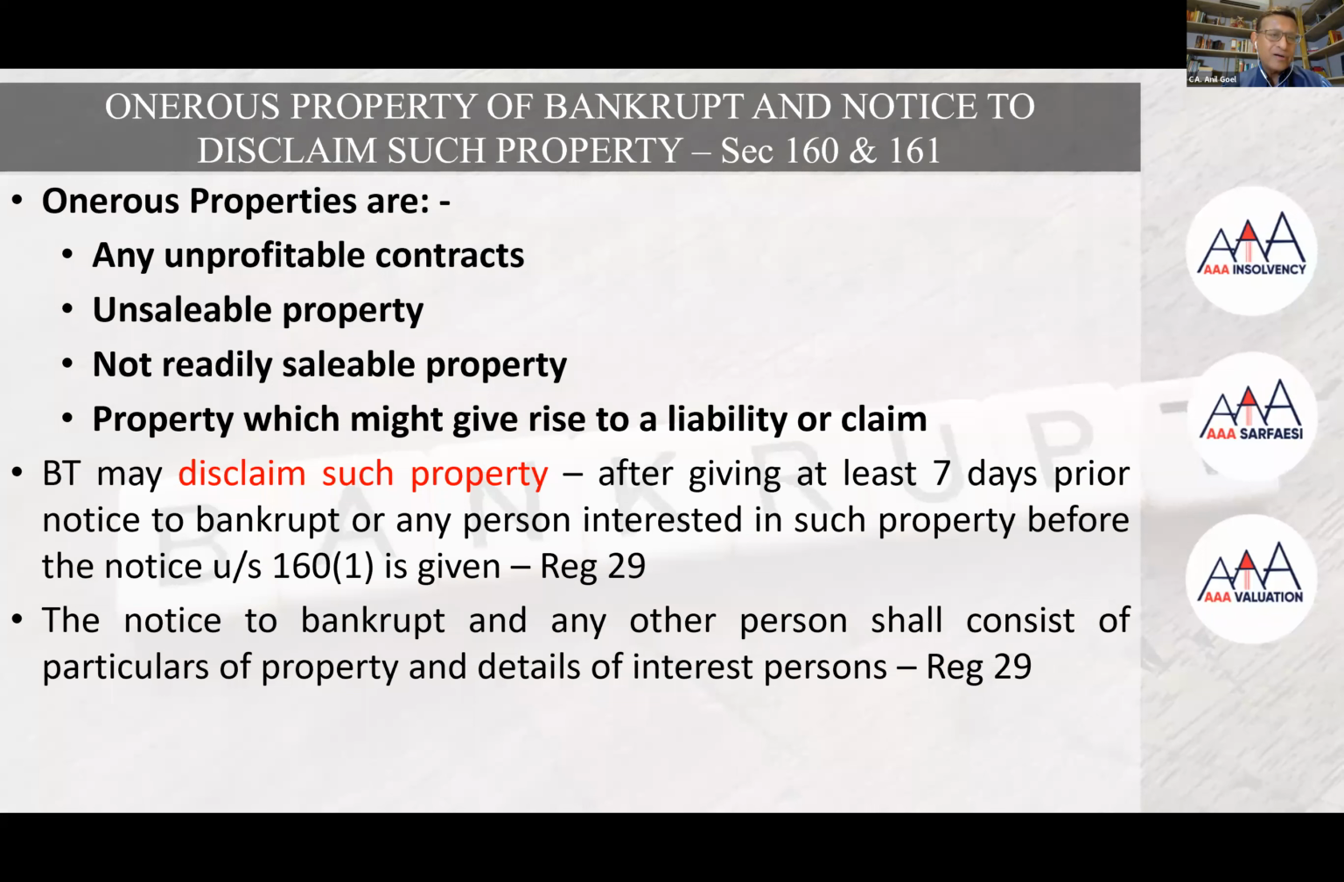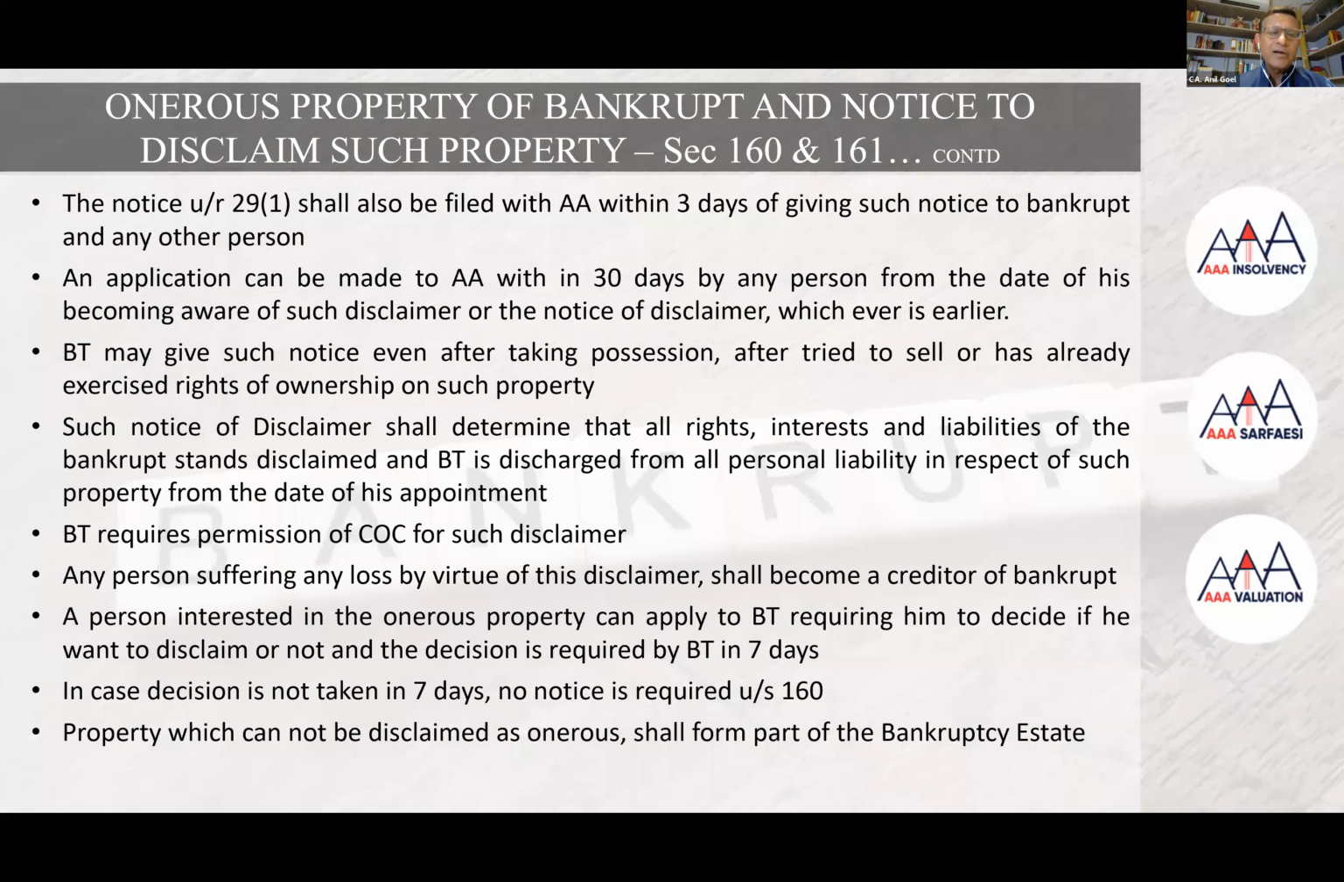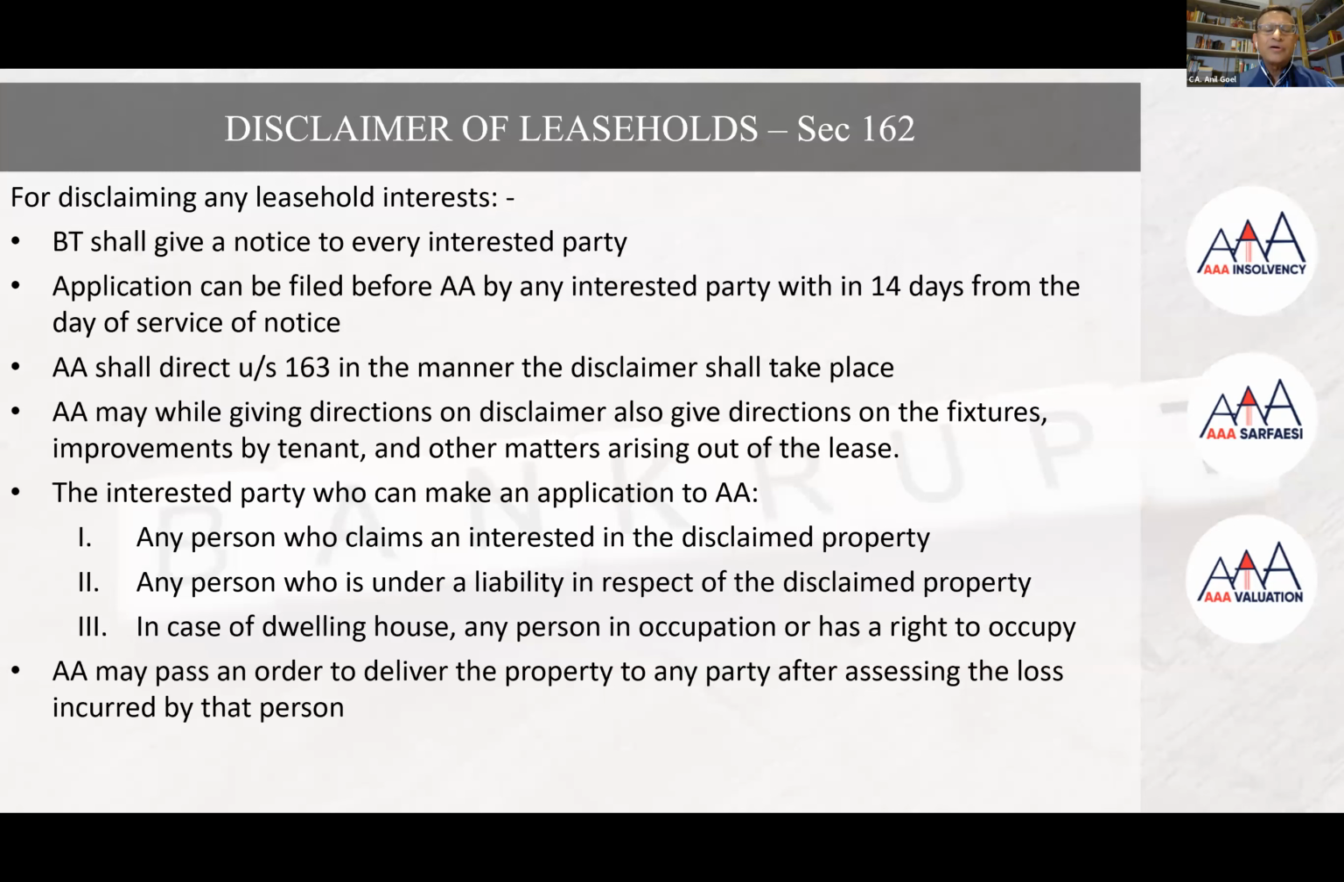So there may be some properties where the title is not clear, and the BT sees that if the BT pursues this property, there would be an additional obligation on the estate of the bankrupt, and additional investment would be required to clean up the title of the property. So then the BT can take a call. The BT can disclaim such properties, and there is a complete process given in the law on how to declare a property as onerous property and how to disclaim a property. There is a complete process of giving notices to all parties, and there are provisions regarding the other parties' consent, and once this process is done, those properties can be considered as onerous properties, and the BT can disclaim the properties.